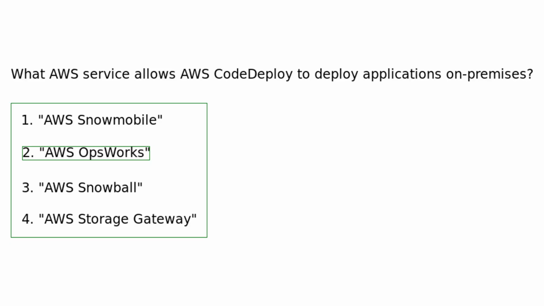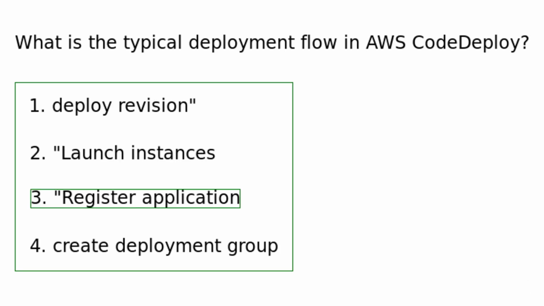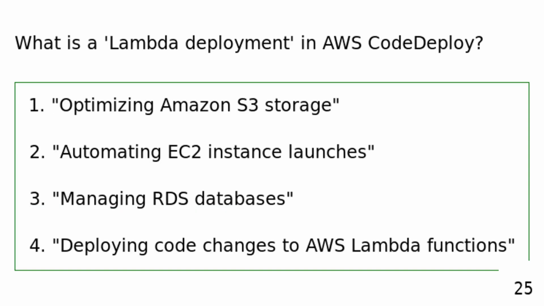What is the typical deployment flow in AWS CodeDeploy? Deploy revision. Launch instances. Register application. Create deployment group. Configure load balancers.